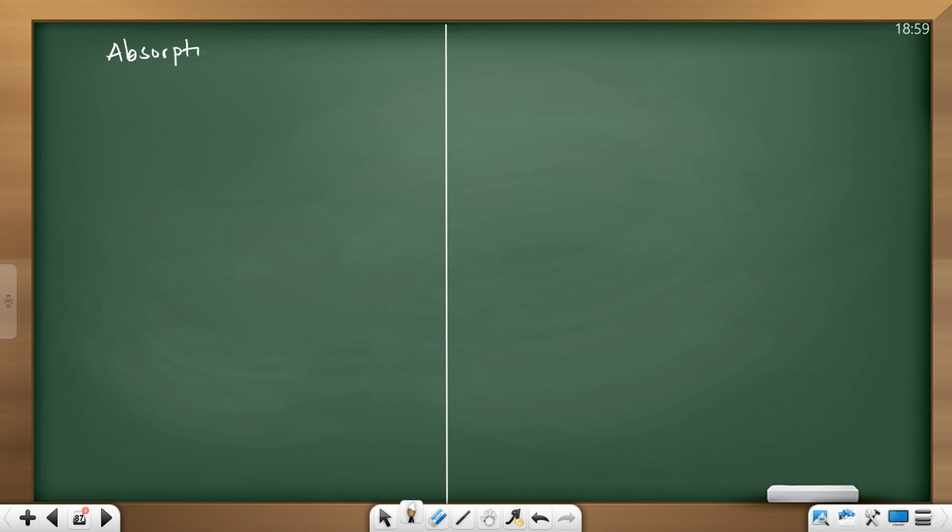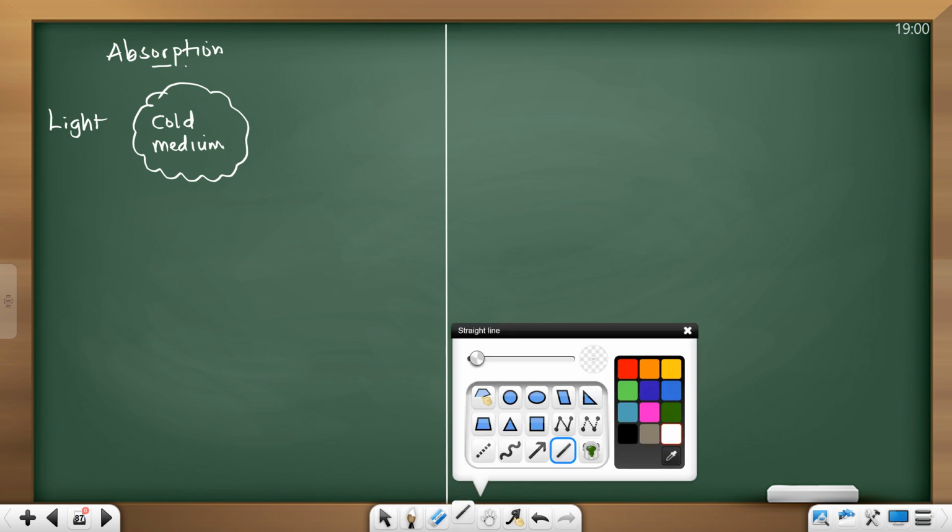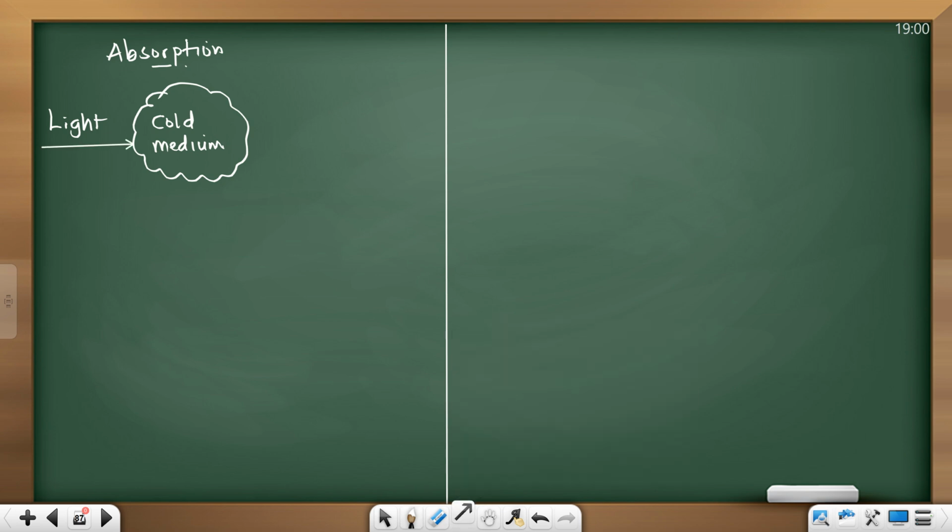I'm quickly going to explain this to you. Absorption. Please check this. We're going to have light passing through a cold medium. Once you see cold medium, know that the examiner is relating this to absorption. So you have light passing through. What are you going to have at the end coming out? Absorption spectrum. Let's use steps to explain this.